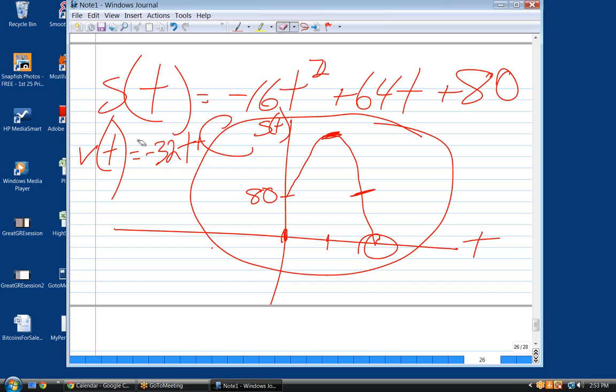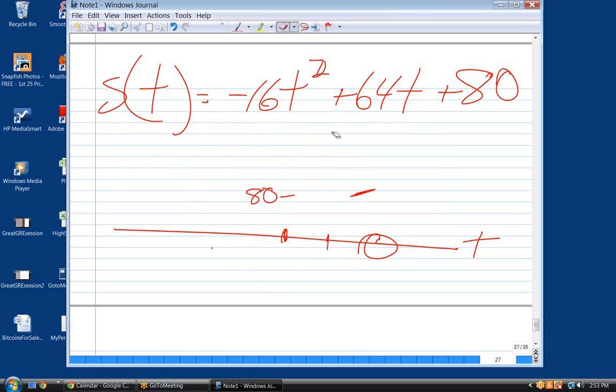So once I've come up with the position function, which I've done by working backwards, this is the precise position function. We can tell that S of 0 is 80. If I wanted to know what S of 1 was, well, it would be minus 16 plus 64 plus 80. So after 1 second, the ball is higher.